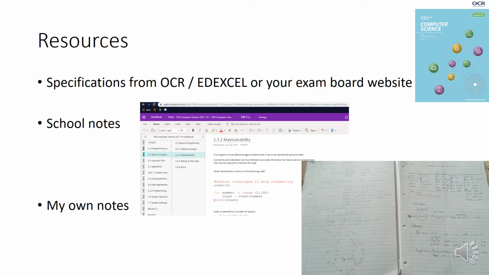Next we have my school notes. So during lessons your teacher may encourage you to take notes, which I would also recommend, as these notes allow you to revise at home and also compile your own more detailed set of notes, which in the bottom right you can see as my own notes, which I've compiled from multiple resources including my school notes.